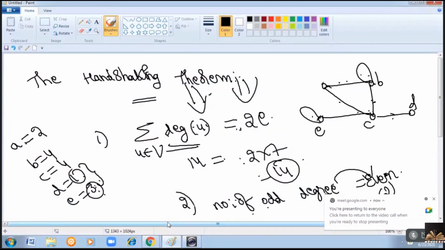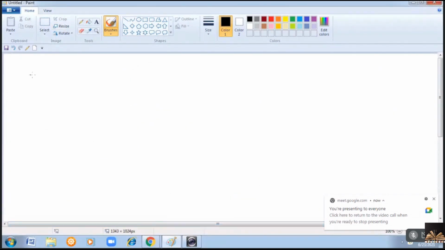So let's see round robin tournament. A round robin tournament graph you can use when you want to show which teams are playing and which team has won the game. And one more point regarding round robin tournament is every team has to play with all other teams exactly once. Assume that there are teams A, B, C, D. So A has to play with B, with C, with D.